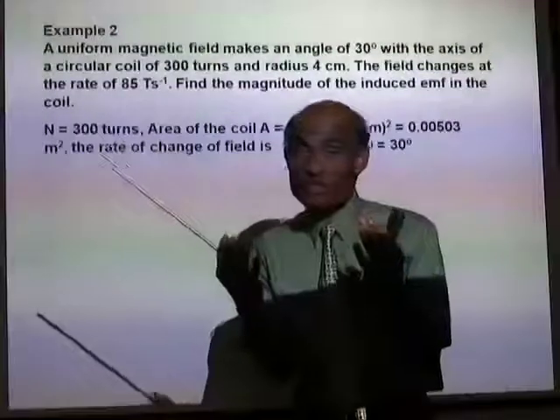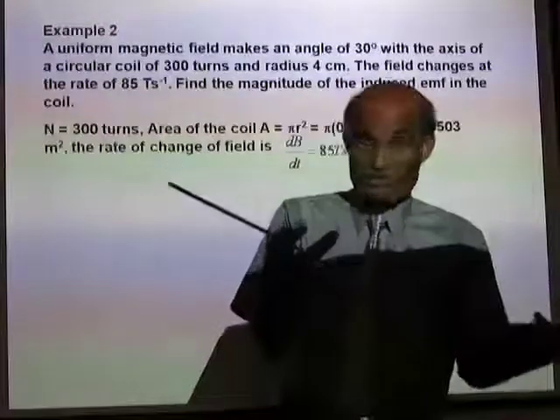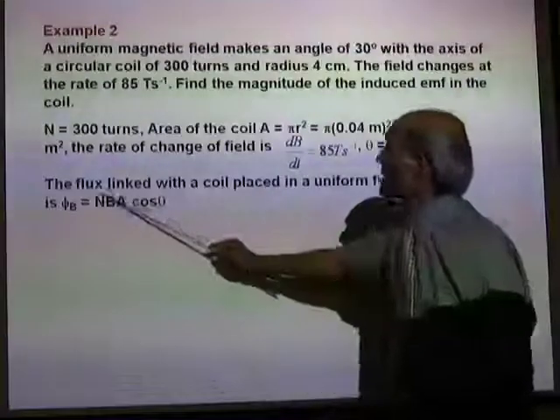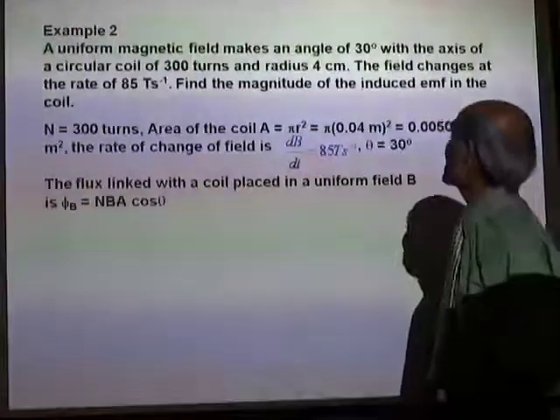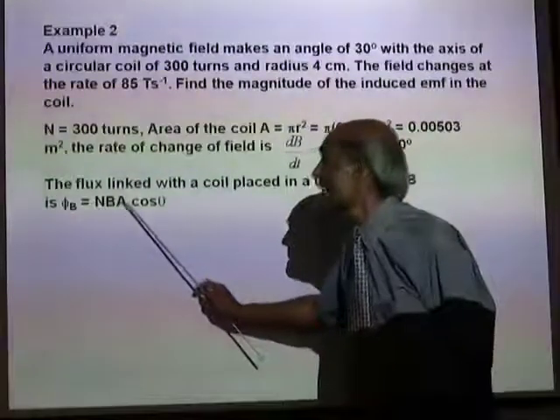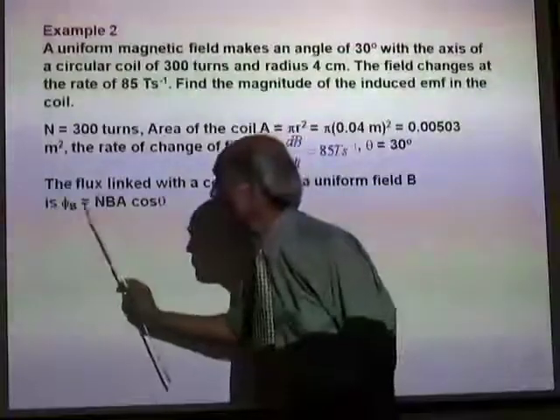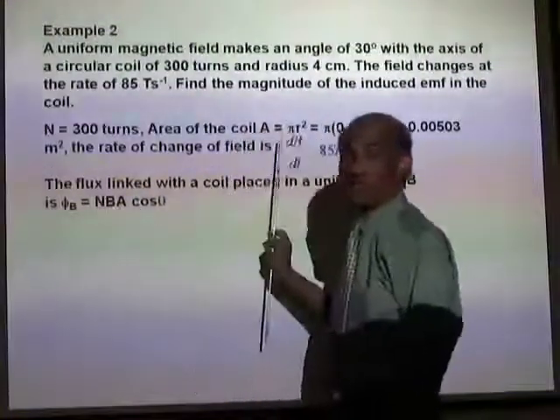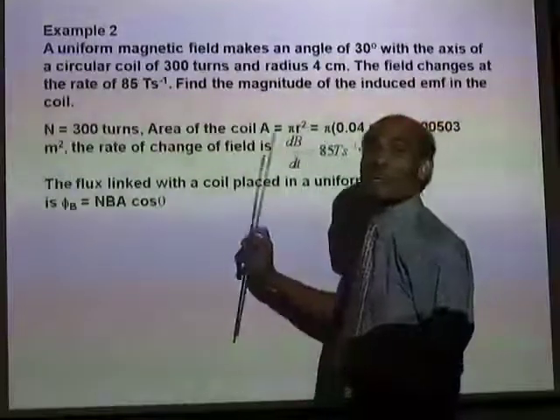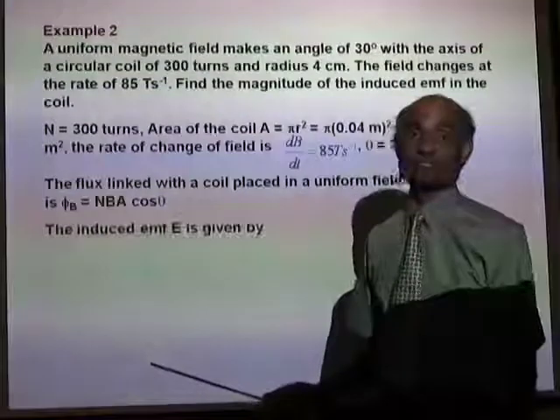Now there is a difference between the rate of change of field and the rate of change of flux. So always distinguish between the two. The flux linked with the coil placed in a uniform field, phi B, is NBA cos theta. So here, distinction between flux and the field. So what you have been given is the rate of change of field. We can use that to find the rate of change of flux.